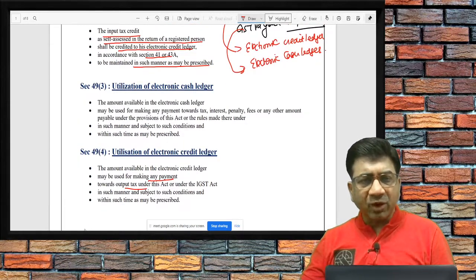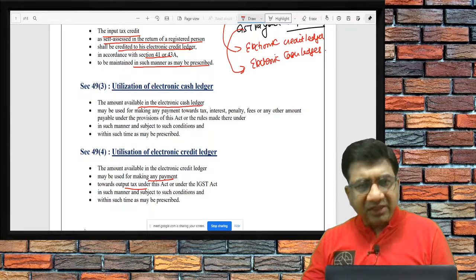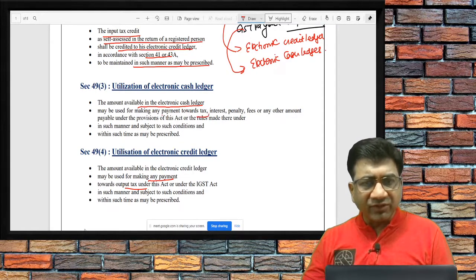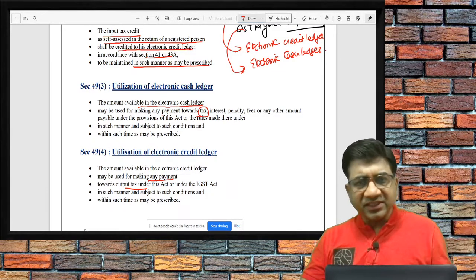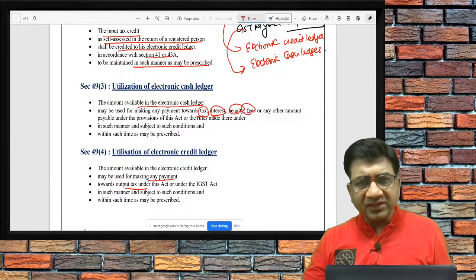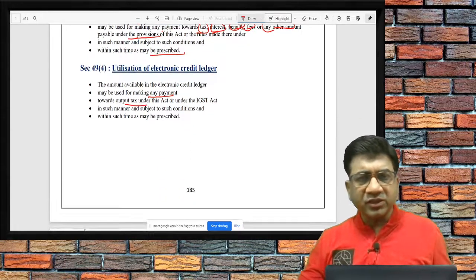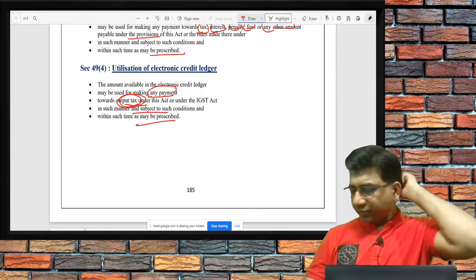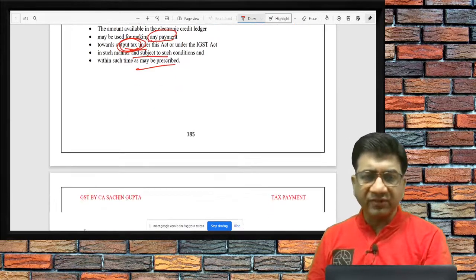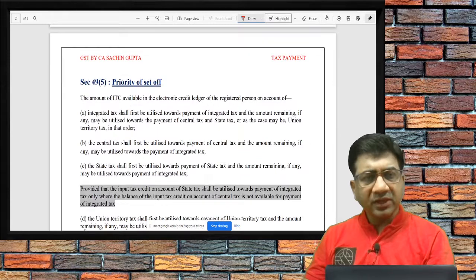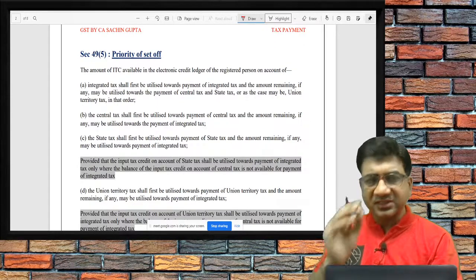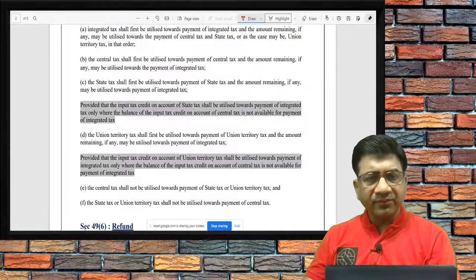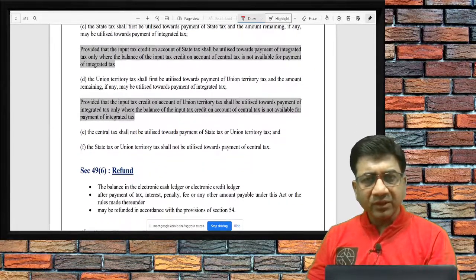Utilization of the cash ledger. The amount available in the electronic cash ledger may be used for making any payment of tax. Any tax means GST, CG, SG, interest, penalty, fees, any other amount payable under the provisions as may be prescribed. These are the rules. We'll see to it. Utilization of electronic credit ledger. The amount available in the electronic credit ledger may be used for making any payment towards output tax, and that is again as per section 49, 49A, 49B, rule 88A. We have done that. Priority of set off. Again, priority of set off, the crux we have told you, and this is section 49. We have done that.